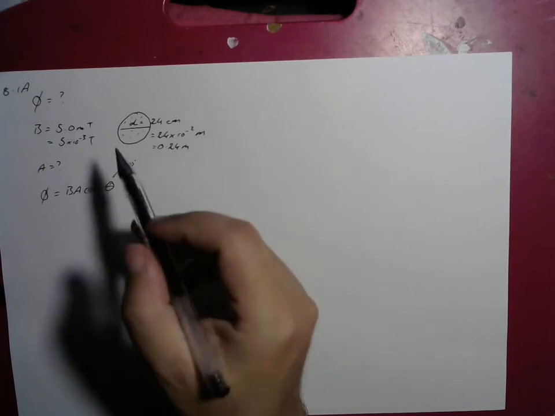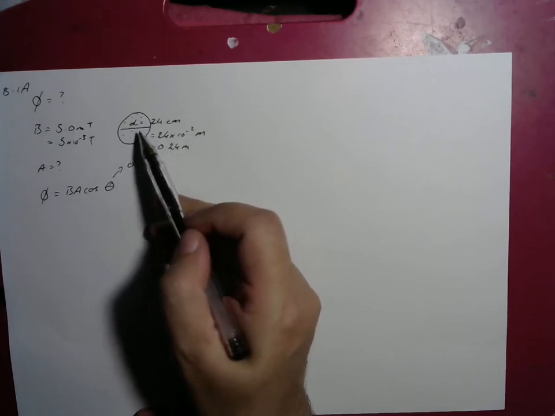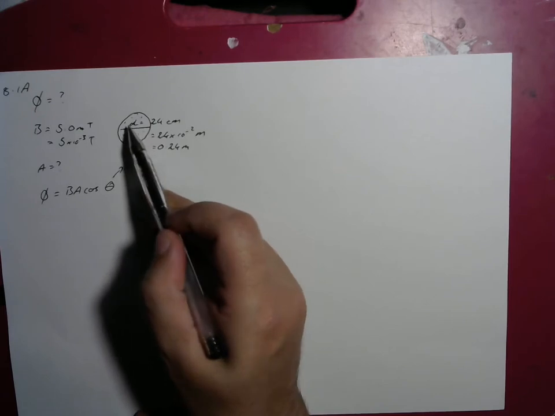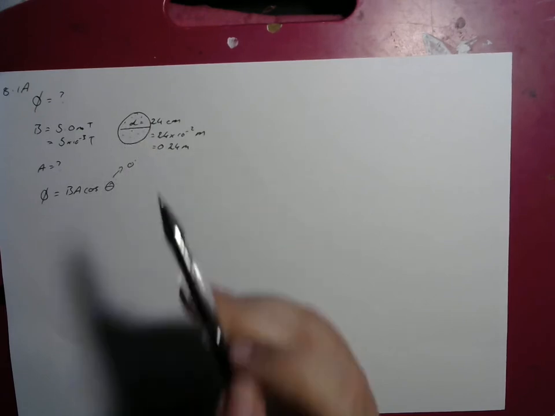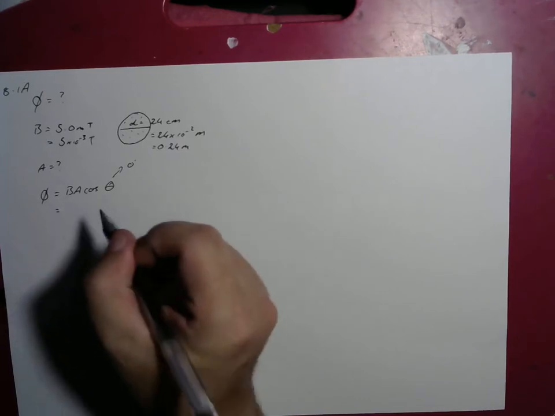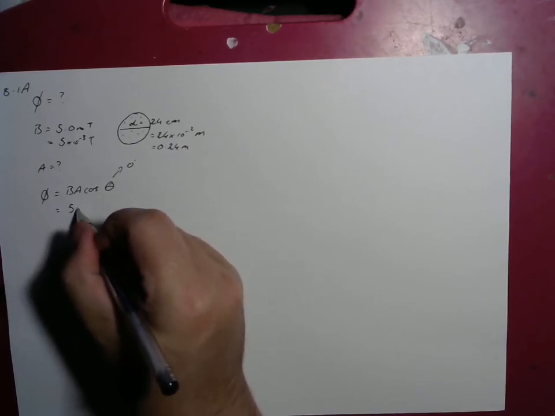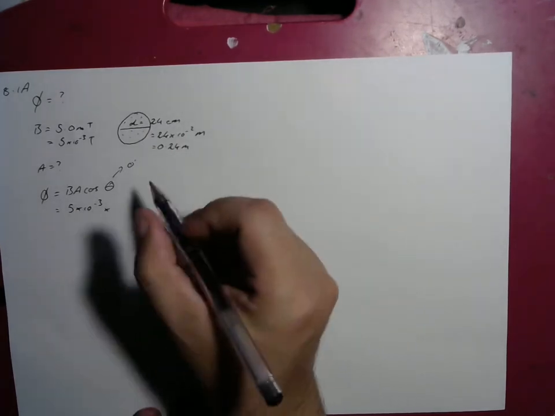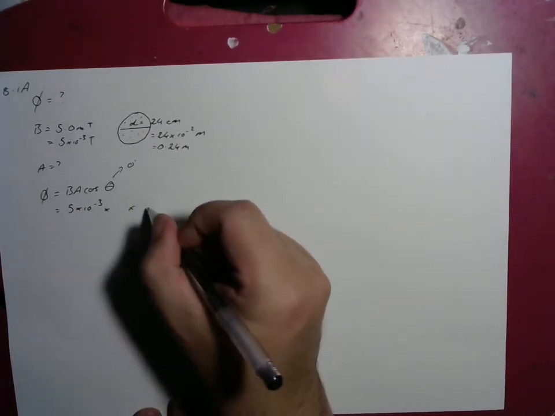Remember, we're after the angle between the field vector and the perpendicular area vector. So here is our shape. The perpendicular area vector would be coming out of it or going straight into it, and so the angle between the two is 0. Now B is 5 times 10 to the negative 3 times, let's just leave a blank for area at the moment, and our cosine of 0.